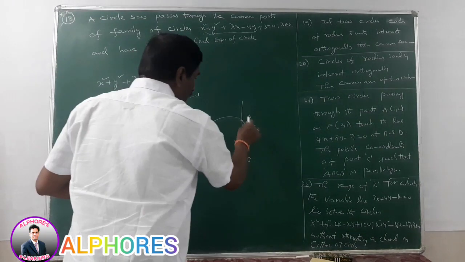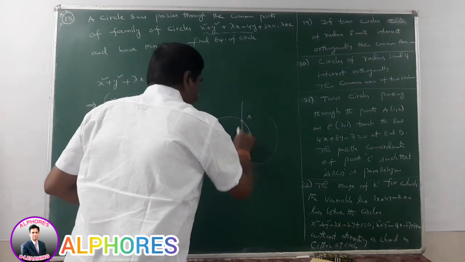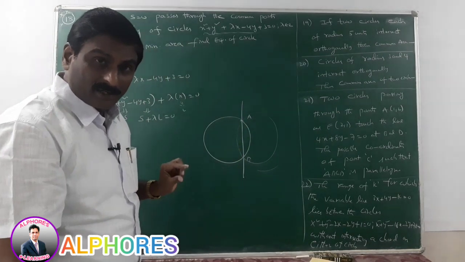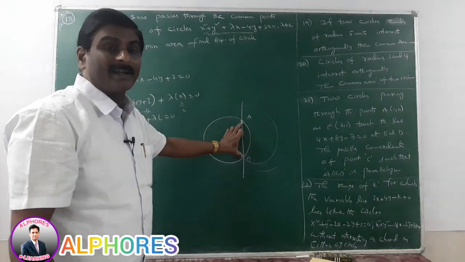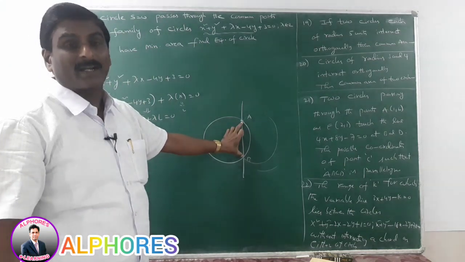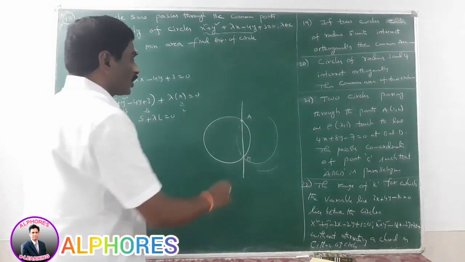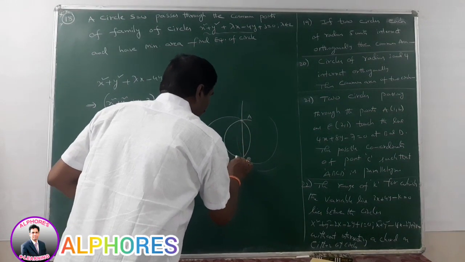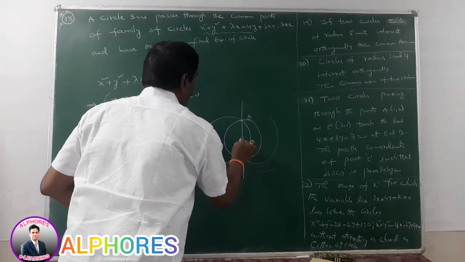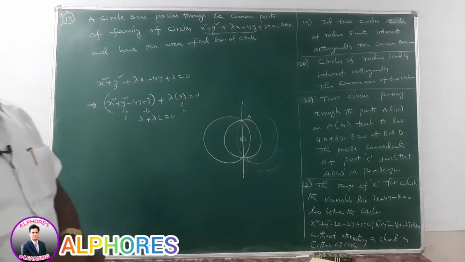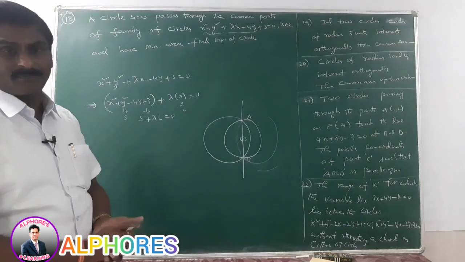If we take these two points, we get an infinite number of circles. For getting the minimum area, AB must be the diameter of the required circle. So, for getting the required circle, the center of the circle must lie on AB. By using that property, we find the required circle S.